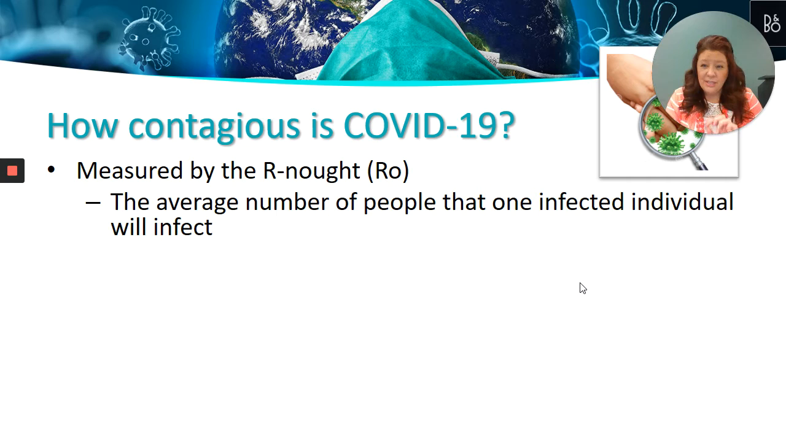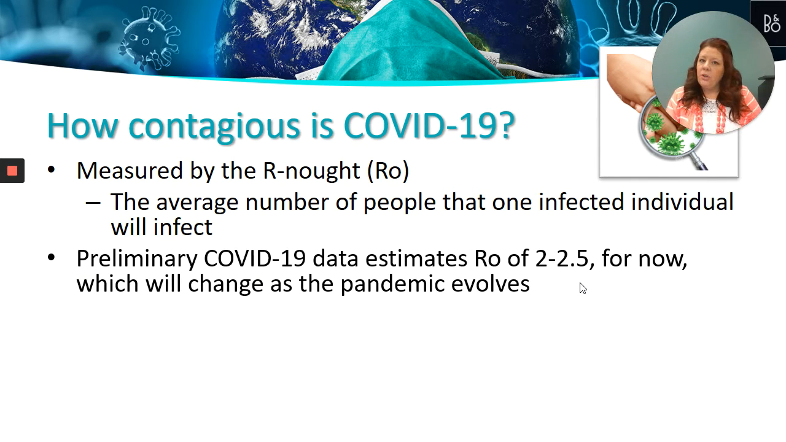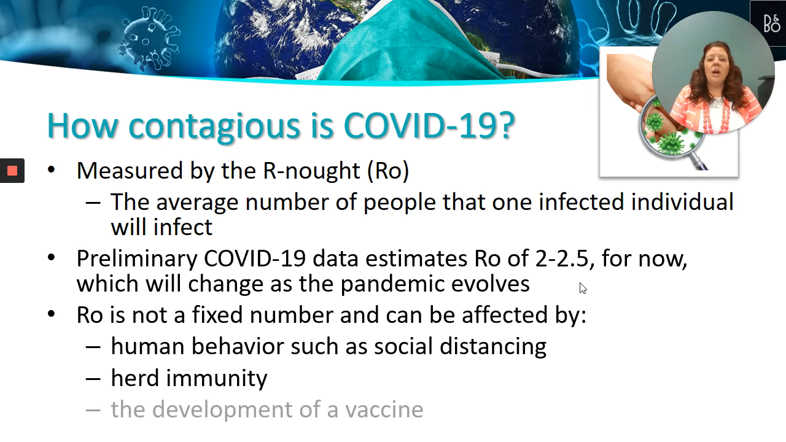How contagious is it? From an epidemiological perspective, the way they look at how an infection or a virus spreads is measured by what we call the R naught. This represents the average number of people that one infected individual will infect. Preliminary COVID-19 data is estimating the R naught to be 2 to 2.5 for now, and this may change as the pandemic evolves. The R naught is not a fixed number. Like I said, it can change.